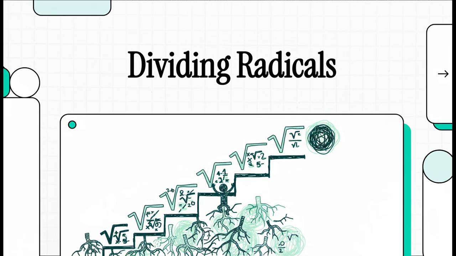Dividing radicals can feel, well, a little messy. But what if we thought of it like climbing a ladder? Each rung is a new skill, a new step that gets us closer to the top, a perfectly simplified answer. It might look complicated from down here, but we're going to tackle it one rung at a time.